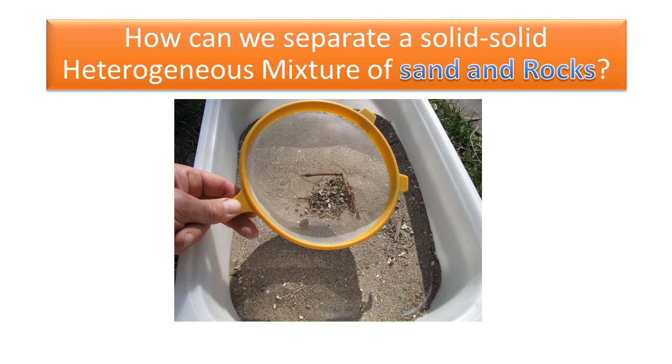The size, yes. So here I can use a strainer or a sieve, and the particles that have a small size can pass through, while those with a bigger size will be caught or collected in the strainer. So to separate a mixture of sand and rocks, you can use the property of size of the particles in order to separate them by a strainer or by a sieve.